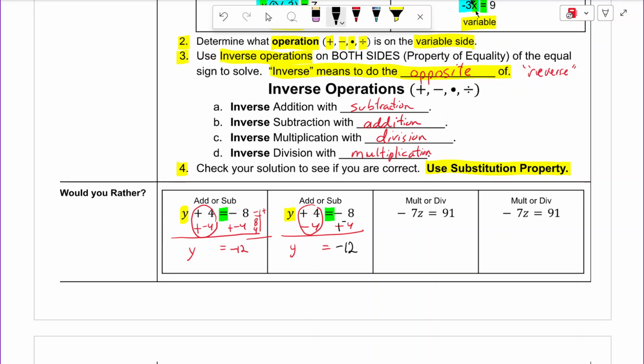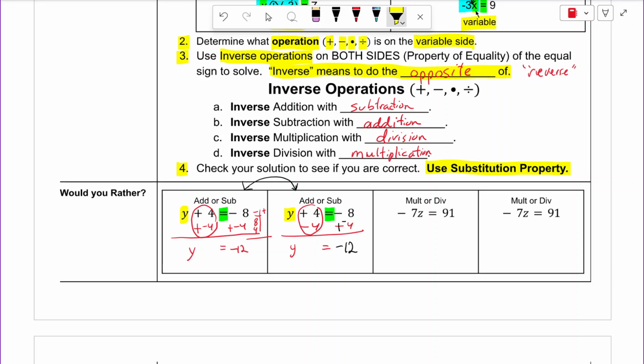So what would you rather do? Would you add the -4 to both sides, or would you like subtracting 4? Either way gets you the same answer, so you have to choose what you want to do, this way or this way. Same thing with multiplication or division, you have choices.